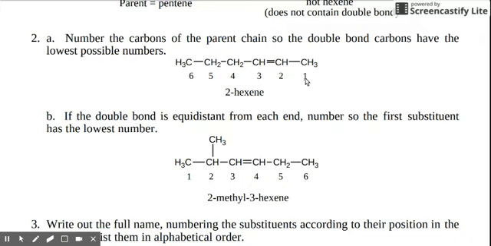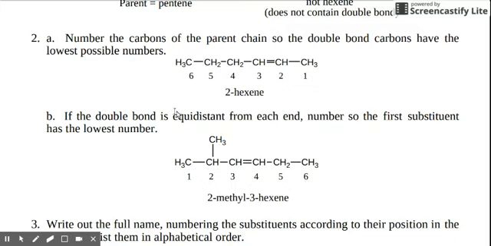So that's 1, 2, 3, 4, 5, 6. So it's a hexene. And because the double bond is in between carbons 2 and 3, we use the smaller number 2. So that becomes 2-hexene. That's the complete name of the unbranched alkene. Okay? So that is for the unbranched alkene.